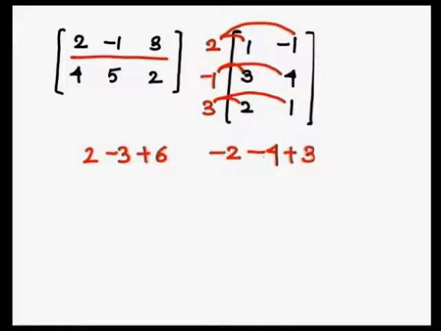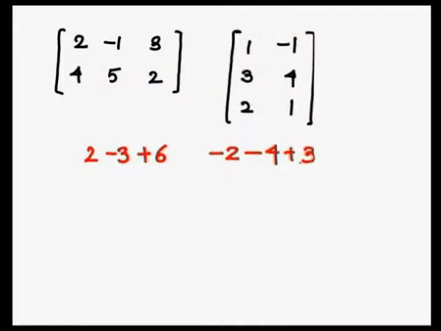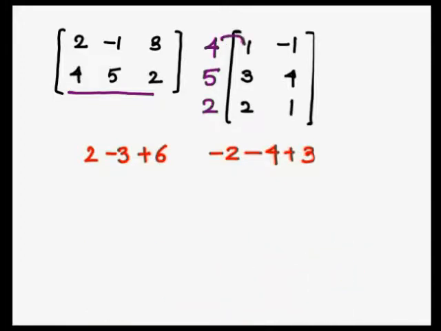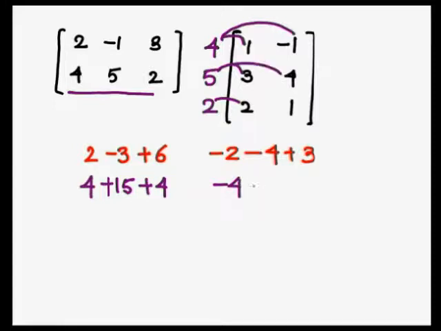Now we consider the second row. Now when we consider the second row, we have to multiply the second row with the first column. So we multiply 4 with the 1. So what we get? Yes, you are right, it is 4. We multiply 5 with the 3, we get 15. We multiply 2 with the 2, we get 4. Similarly, we multiply with the second column, so we get minus 4. 5 into 4 we get 20 and 2 into 1 we get 2.